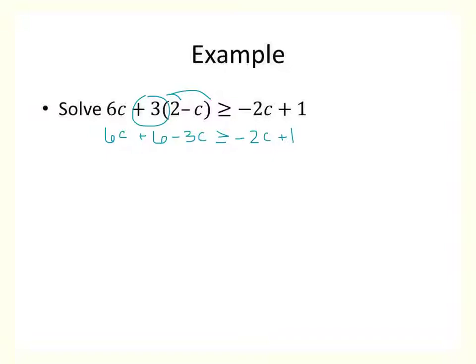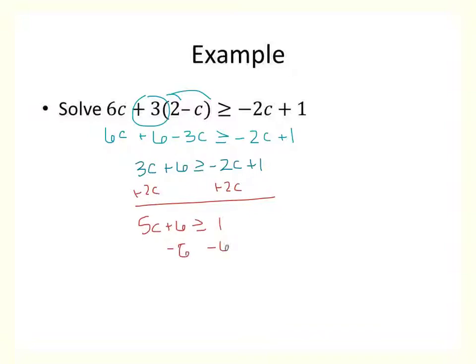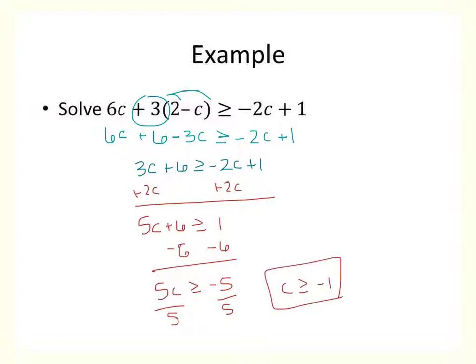Next step, combine like terms. Always do that next. So we're going to have 3c plus 6 greater than or equal to -2c plus 1. Okay, I would suggest you move your c's next. Get them on the same side. 5c plus 6 greater than or equal to 1. Then move your constant. 5c is greater than or equal to -5. Divide by 5. C is greater than or equal to -1. And then again, if it asks you to graph or check, you know how to do that.